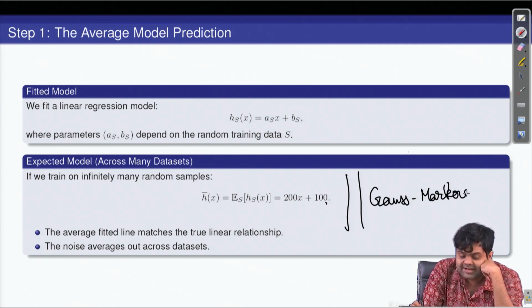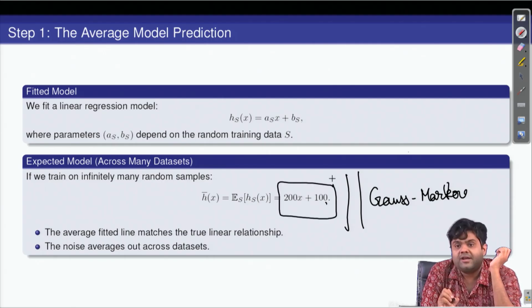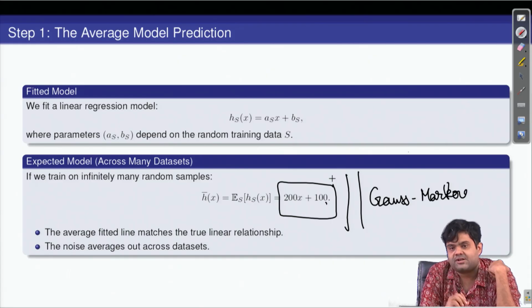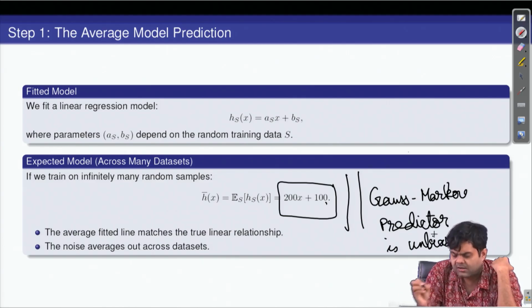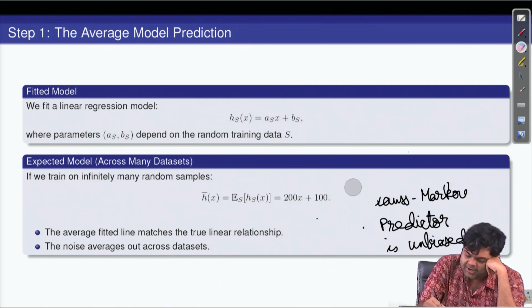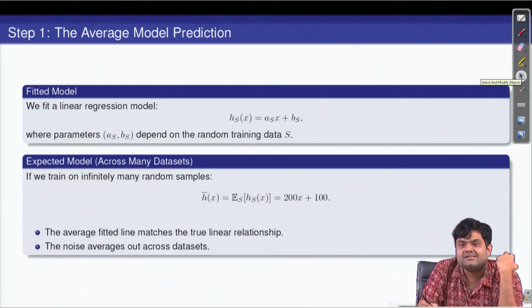This tells you that the expected average value of this predictor gives you the underlying linear relation, when the expectation is taken over all samples. That is, the Gauss-Markov predictor is unbiased. This is a theorem we will prove later in module 6 more rigorously. Now, this actually makes the bias very low for this model, namely the bias becomes 0 in this case.